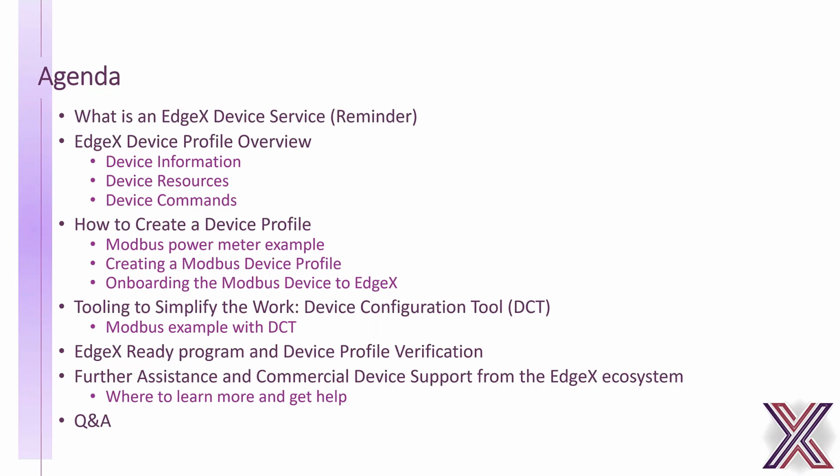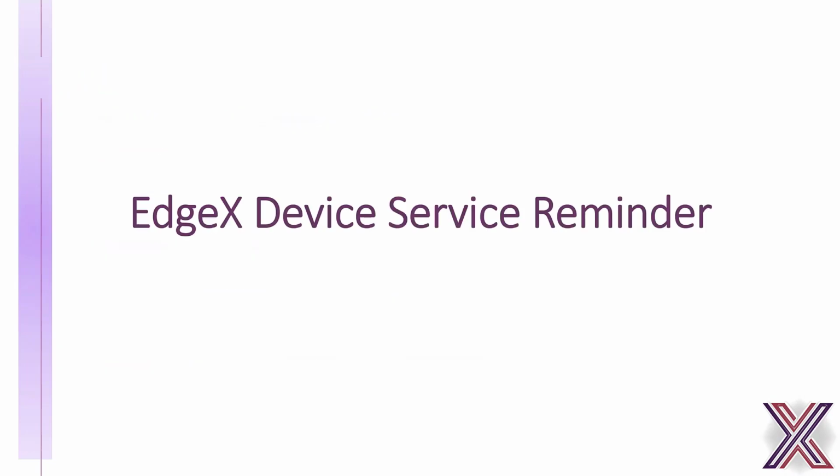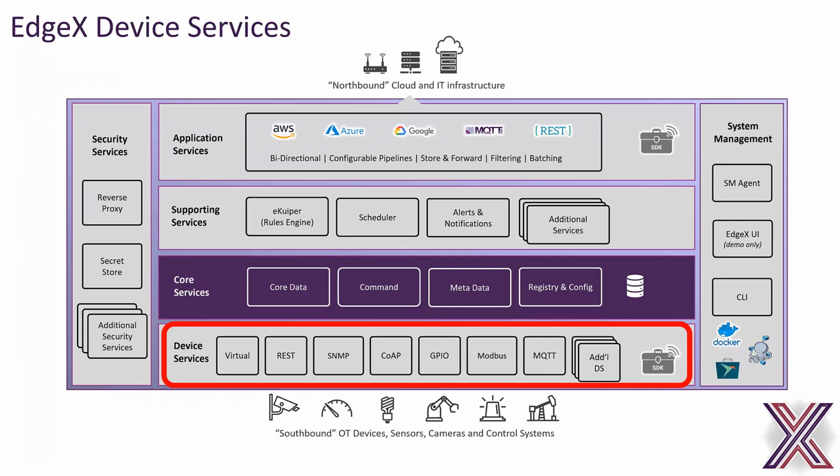So, as I said, a quick reminder about device services. This is the general platform diagram of EdgeX, and we're going to be focused today at the south side. The device services are the interfaces between the southbound, your OT devices, sensors, cameras and control systems. And the job of these services is to get the data from these real devices and make it available to the wider EdgeX services.